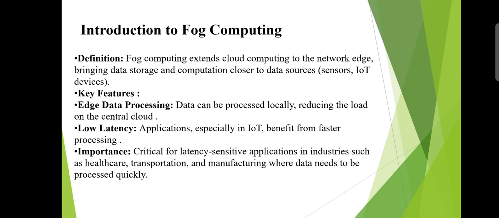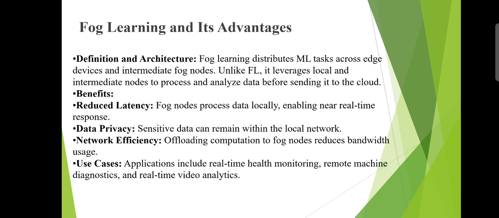quickly. Fog learning and its advantages. Definition and architecture: fog learning distributes ML tasks across edge devices and intermediate fog nodes. Unlike FL, it leverages local and intermediate nodes to process and analyze data before sending it to the cloud.